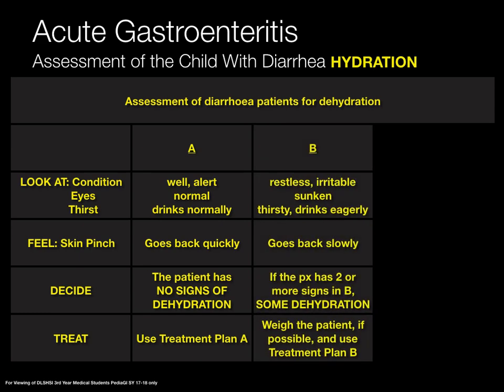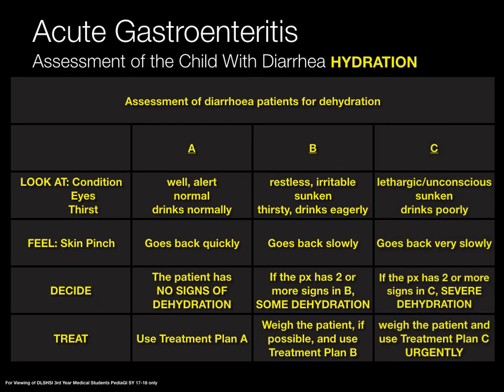For B, the child is restless, irritable, with sunken eyeballs, thirsty and drinks eagerly. The skin pinch goes back slowly. If the patient has two or more signs in column B, decide that this patient has some dehydration. Then weigh the patient if possible and use treatment plan B. We will go to the treatment plan later.